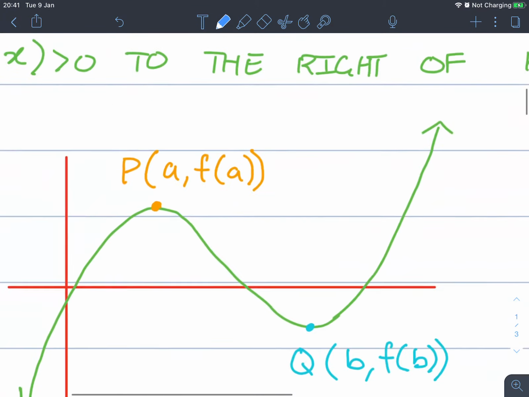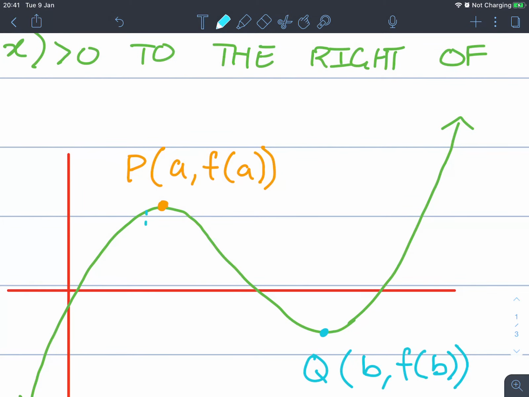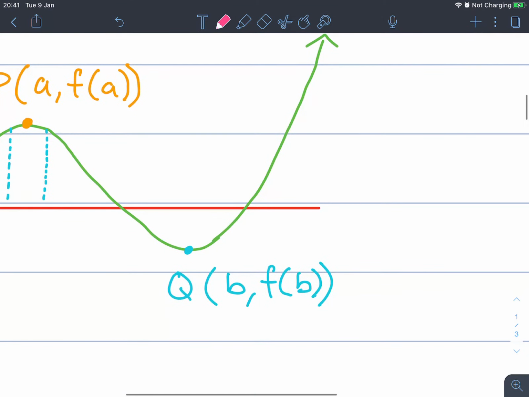So we have some point, it's a maximum. If we pick another point to the left of it and we find the derivative at any point to the left of it, we'll find that it should be a positive gradient, so it's increasing to the left of it. And if we pick any point to the right of the point P, it should be decreasing.